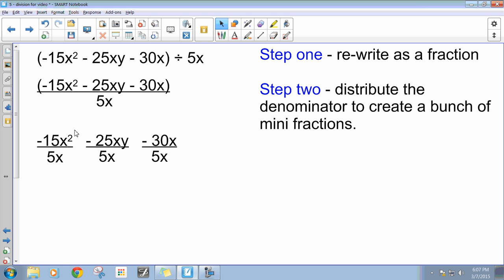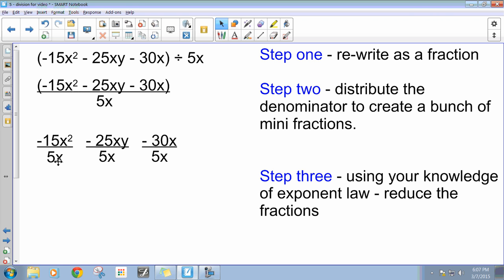Now we're going to be looking at each mini fraction. We consider the coefficients just like we would a fraction, as we have in other units. Then we're going to consider the variables the way we have in exponent law. So we're going to reduce that. The negative 15 and the 5 reduce or are divided down to negative 3. 2 x's on top, 1 x on the bottom. I take 1 off of the top, which leaves me with x to the power of 1, and the x on the bottom is gone.